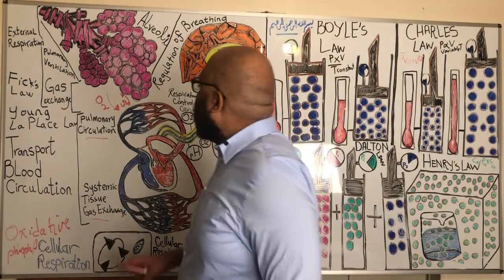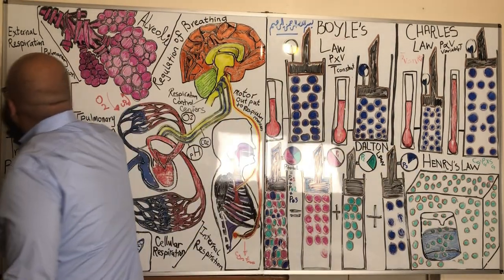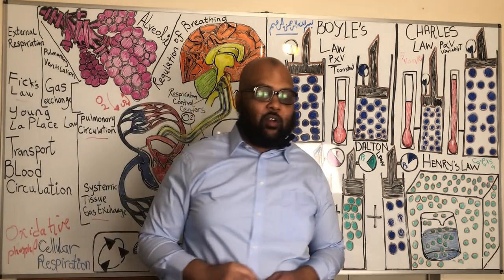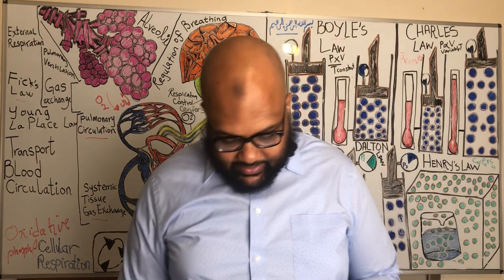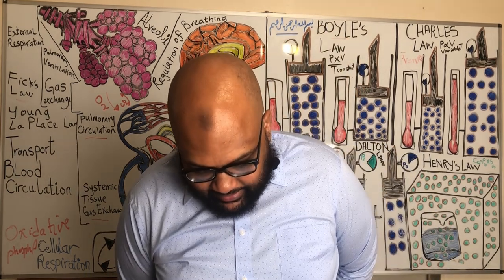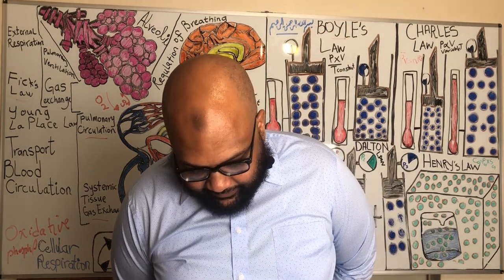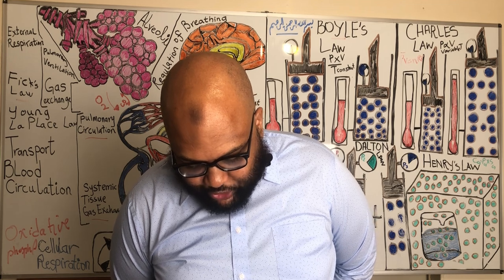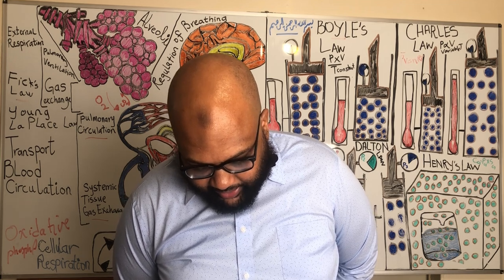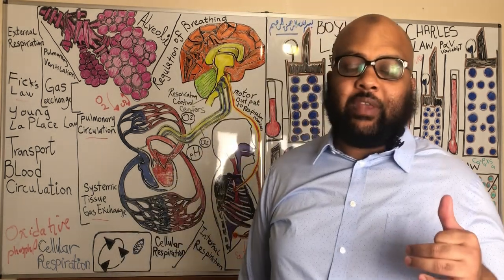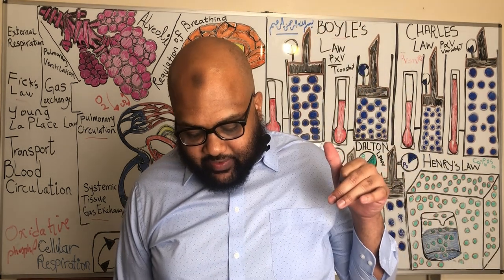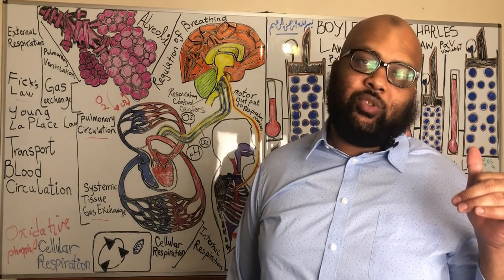The last law I want to talk to you about regarding gases is Fick's law. Fick's law just says that there are four dimensions that regulate the movement of gases, and the first one is, if there's a diffusion membrane, the surface area. The higher the surface area, the more gas exchange you would have.